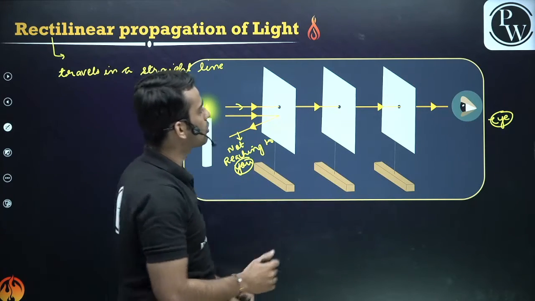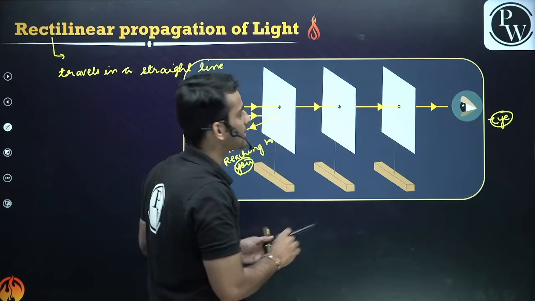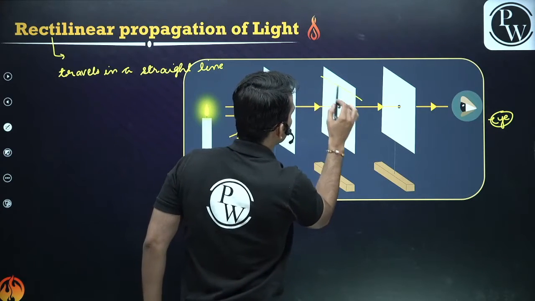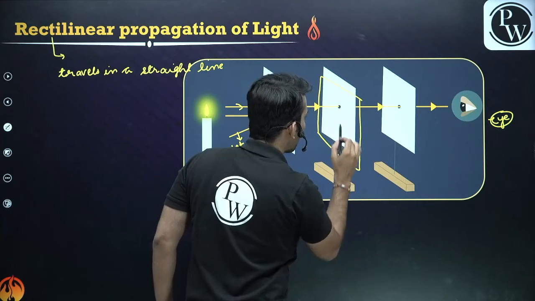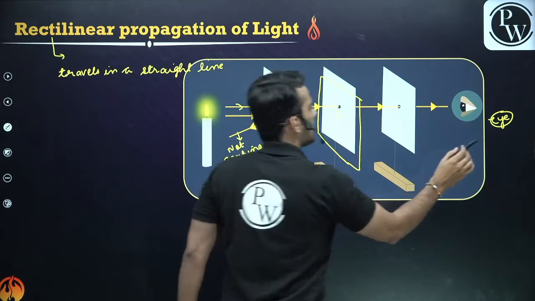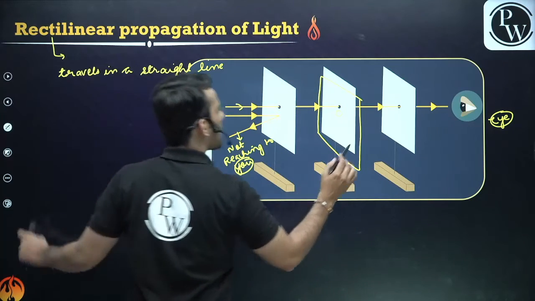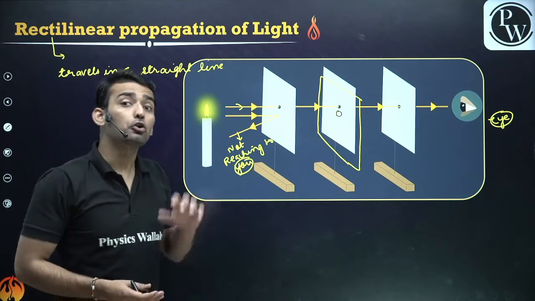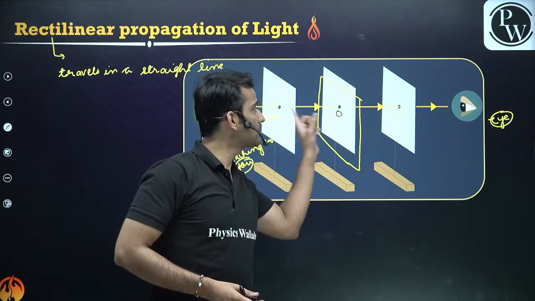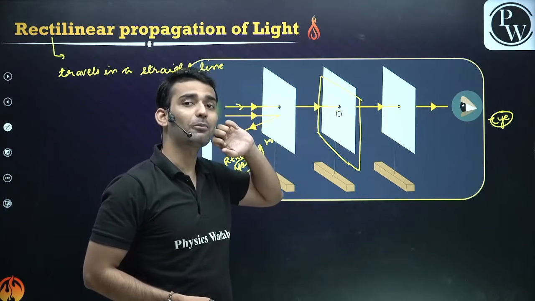Or you can also call, suppose if I displace this cardboard, let's say if I displace this middle cardboard by a certain distance. So guys, now are the holes along the same line? Obviously not. The holes are not along the same line. So now will you be able to look at this candle if I displace this cardboard a little bit?